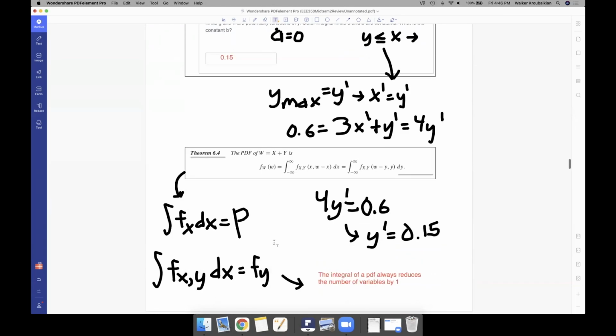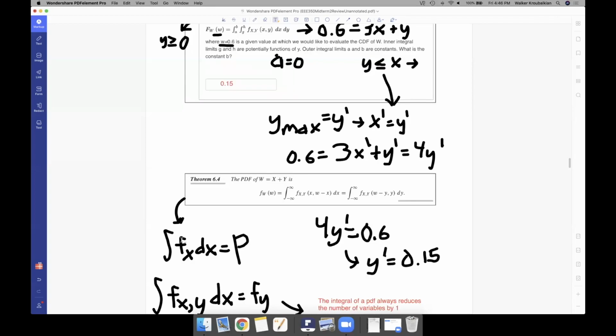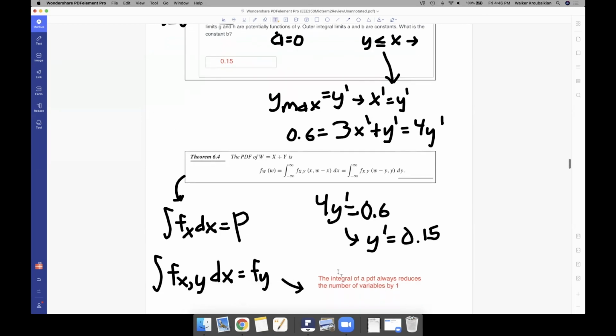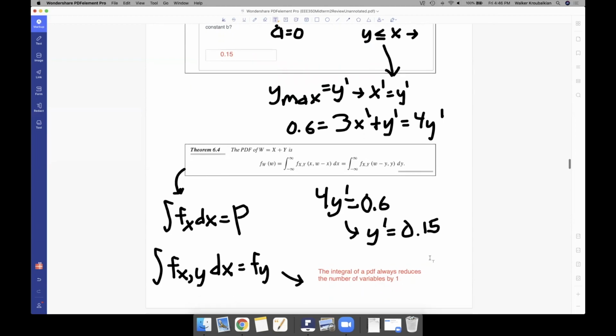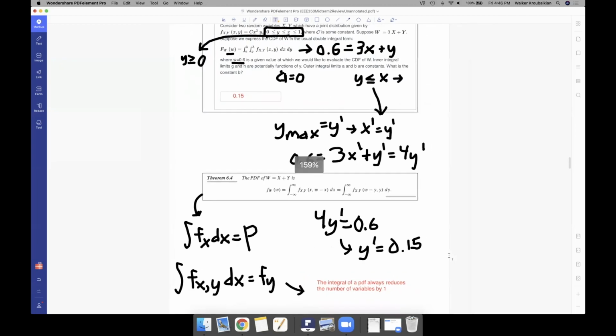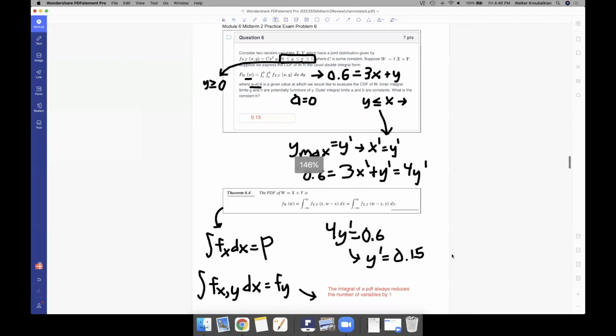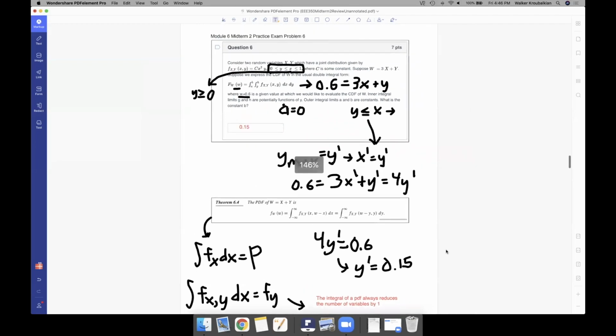The idea is to go from the 0 variable case, which is a probability. And the CDF is a probability, right? It's the probability that capital W is less than or equal to this lowercase w. So we can always say the integral of a PDF reduces the number of variables by 1. All right, sorry if that was a bit confusing, but I think it's worth keeping in mind.